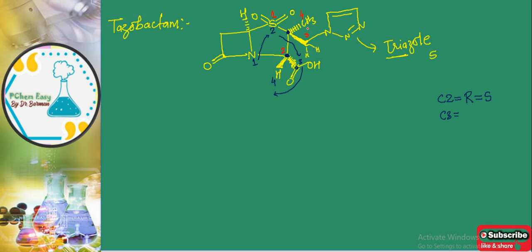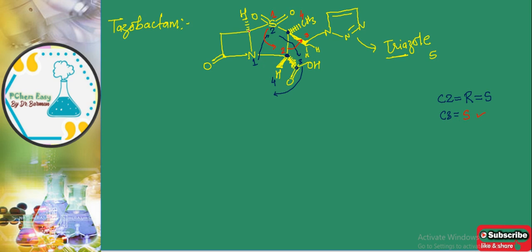The least priority group, see, CH3, it is least as compared to this one and this one. So now we will have to move 1 to 2, 2 to 3, 3 to 4. Okay. So now it is anti-clockwise direction. Anti-clockwise direction, so what would it be? It would be S. C3 would be S, and the least priority group is in dash bond, so nothing to do. It will remain S only. So now C2 and C3 positions will be in S configuration.